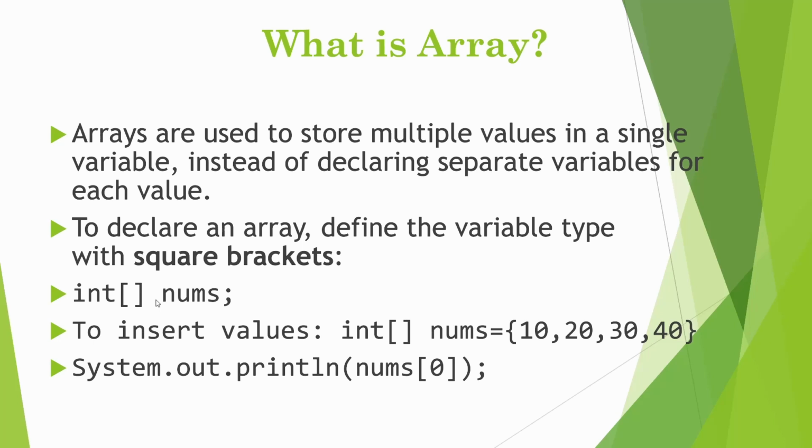Square brackets are used to denote the array. To insert the values, we can write nums equal to, and inside curly braces you give the values, and similarly you can print using the index values. This we had seen in our Java basic syntaxes also. We'll be seeing this in more detail in the live demo.